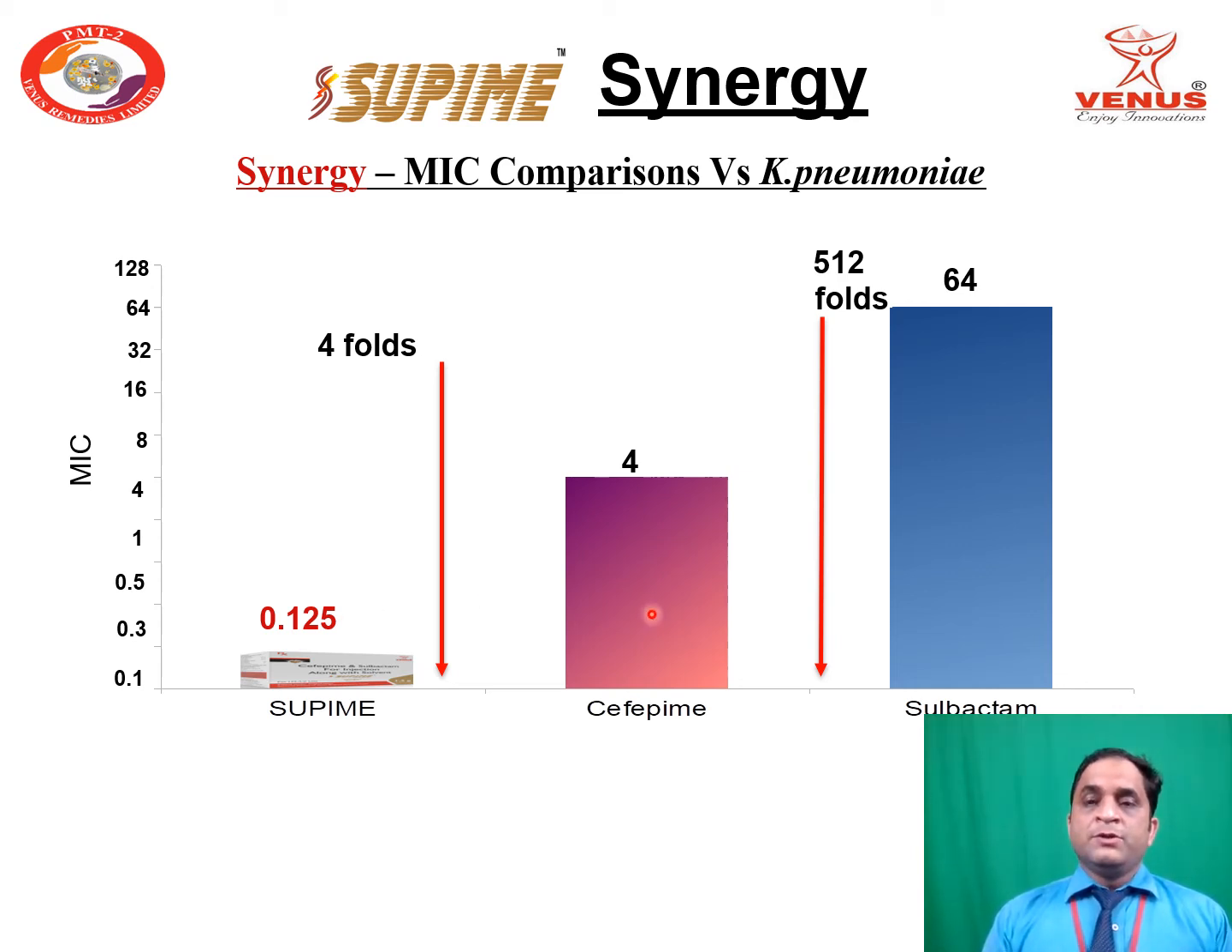Now, another example of synergy against Klebsiella pneumoniae. Again, to kill Klebsiella pneumoniae, the MIC of sulbactam should be 64 and the MIC of cefepime should be 4. But after the combination of these two, Supine inhibits Klebsiella pneumoniae at a very low MIC, just 0.125. So again, against Klebsiella pneumoniae, these two molecules produce synergy and kill it at a very low MIC because of synergy.